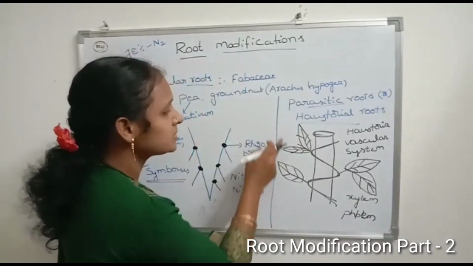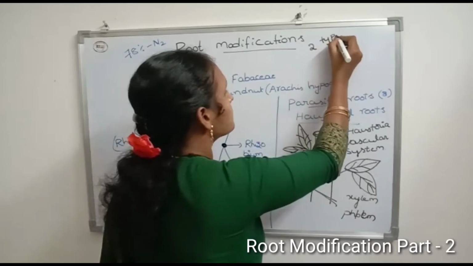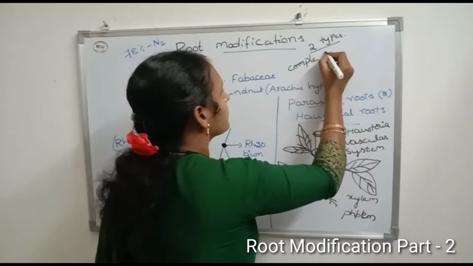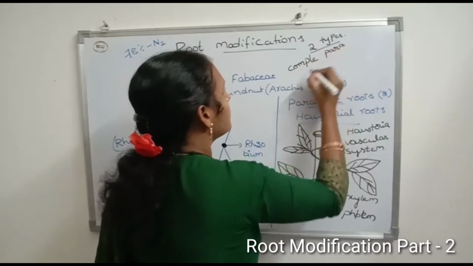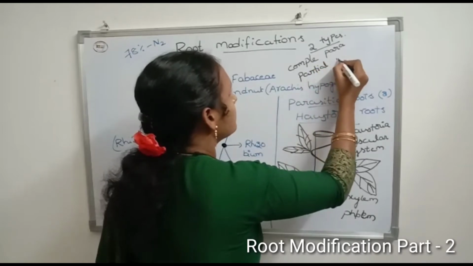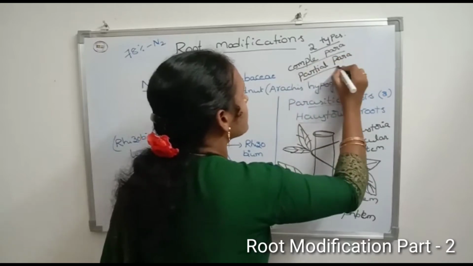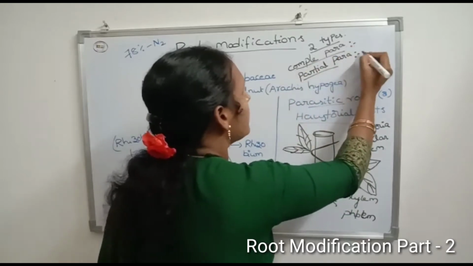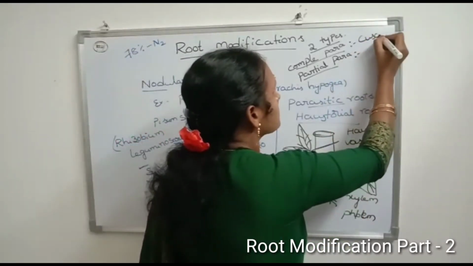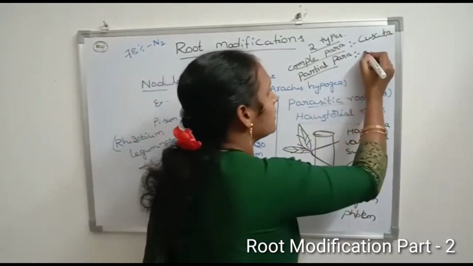So parasitic plants are of two types: complete parasite or partial parasite. An example of a complete parasite is Cuscuta, and examples of partial parasites are Striga and Viscum.